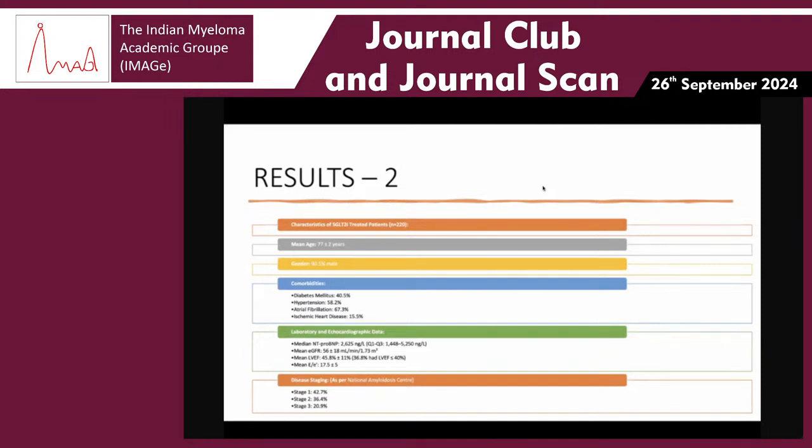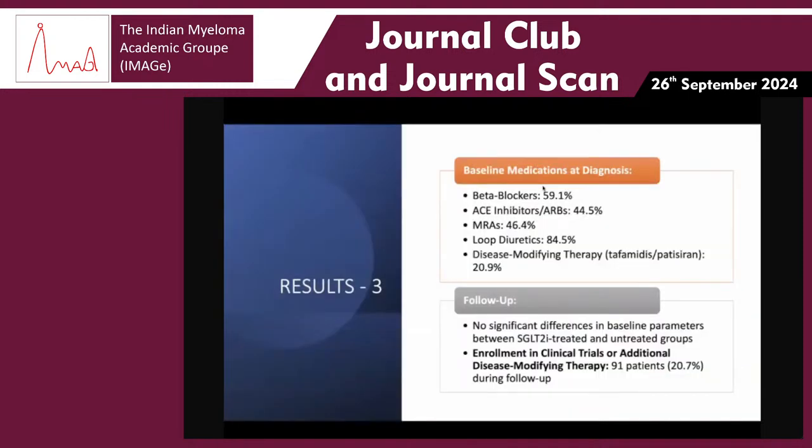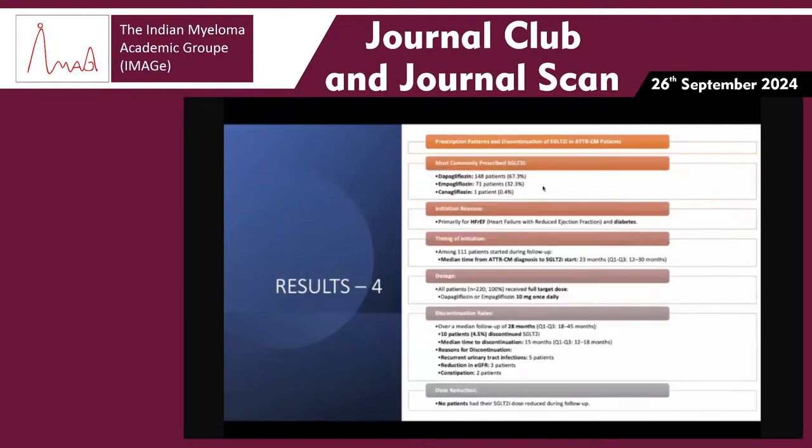The median NT-proBNP in the study was 2,600. Mean eGFR was 56. Mean left ventricular ejection fraction was 45. And the most common stage was stage 1, followed by stage 2. The most common baseline medication taken was loop diuretics, followed by beta blockers. And the percentage of patients taking disease-modifying therapy was only 20.9.